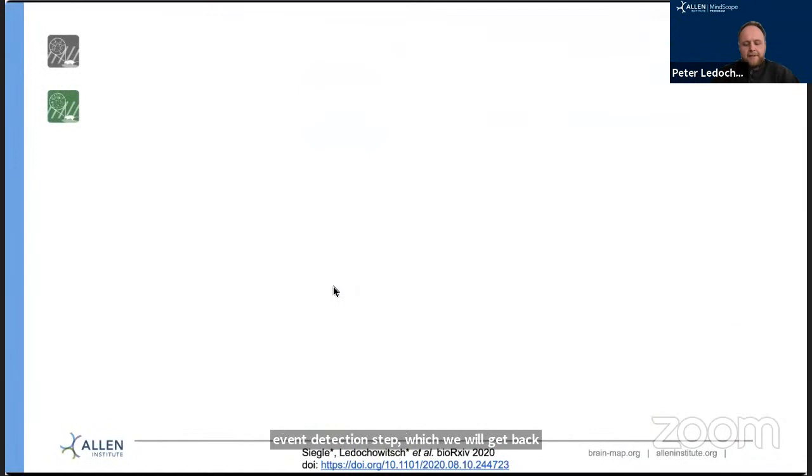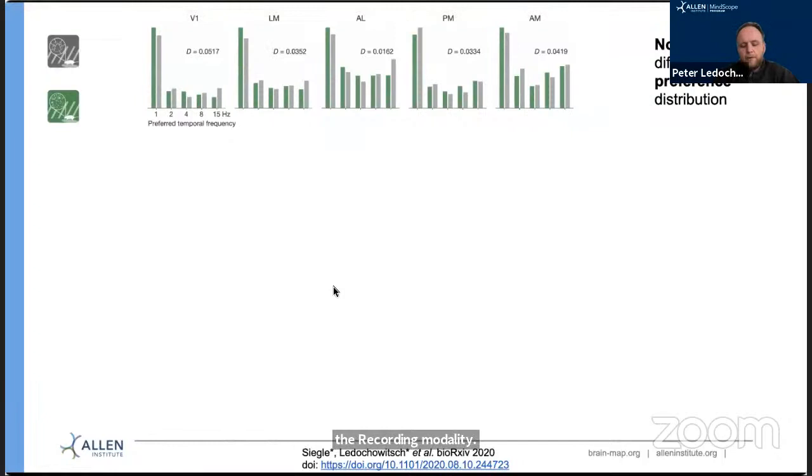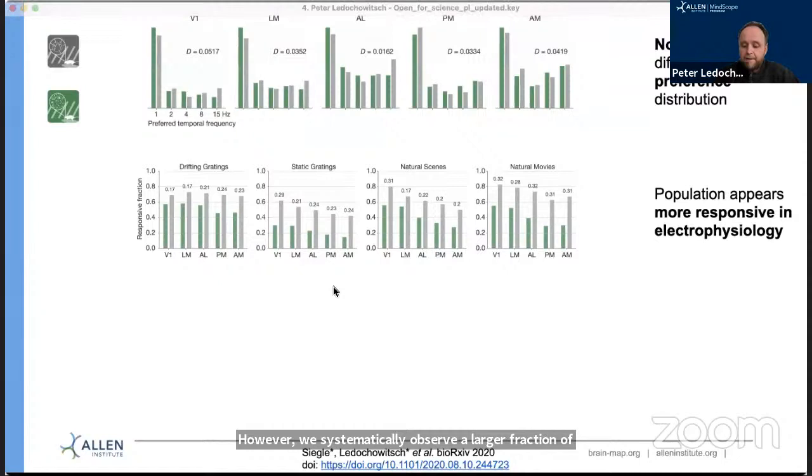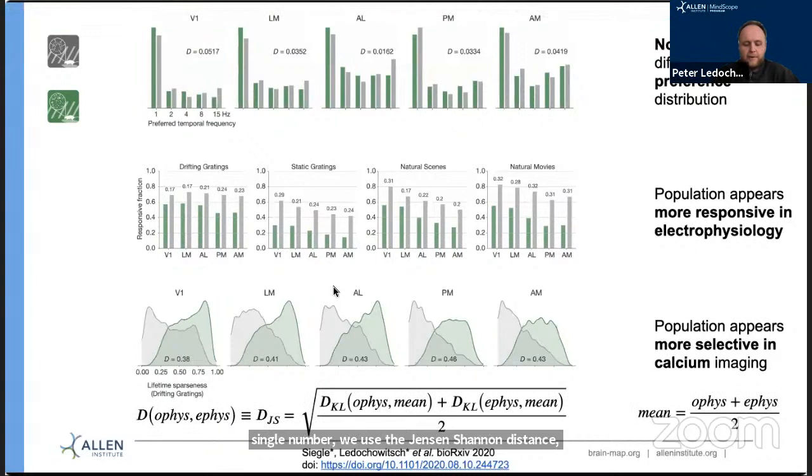Now, the good news is that looking across all visual areas and stimulus classes, the distribution of preferences across neurons appears to be independent of the recording modality. However, we systematically observe a larger fraction of responsive neurons with electrophysiology, while calcium imaging appears to imply much higher levels of stimulus selectivity. So there are our discrepancies we need to explain. To compare the similarity of two distributions using a single number, we use the Jensen-Shannon distance, which is zero for identical distributions and one for non-overlapping distributions.